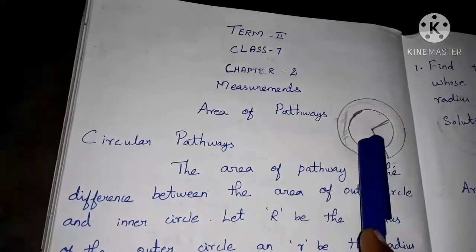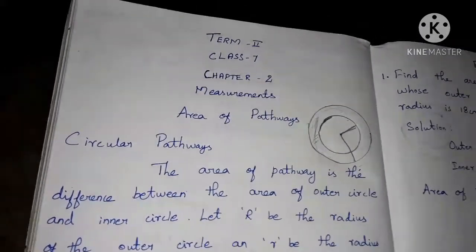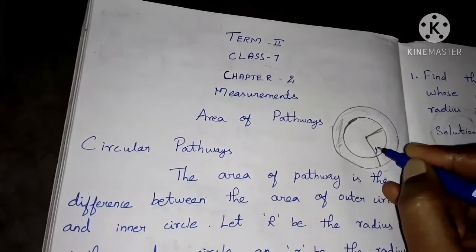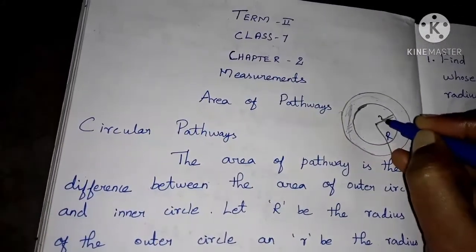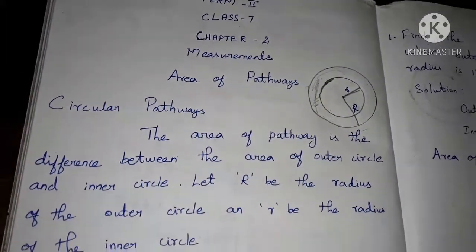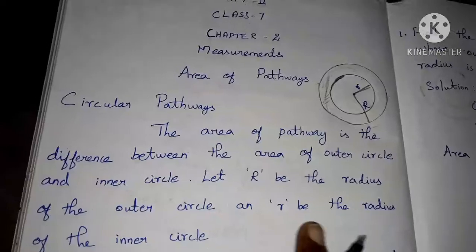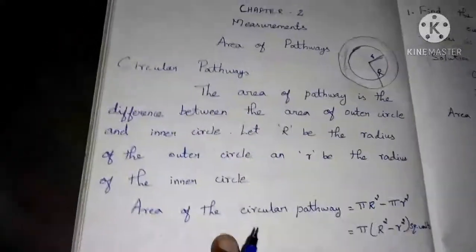The radius of the outer circle we denote by the letter capital R. The radius of the inner circle we denote by small r. So how do we find the area of the pathway?